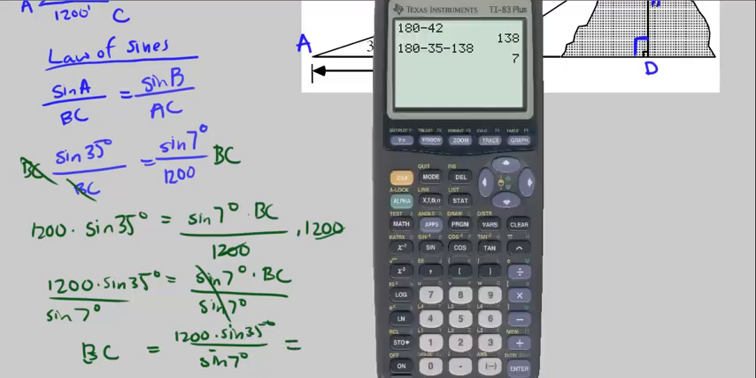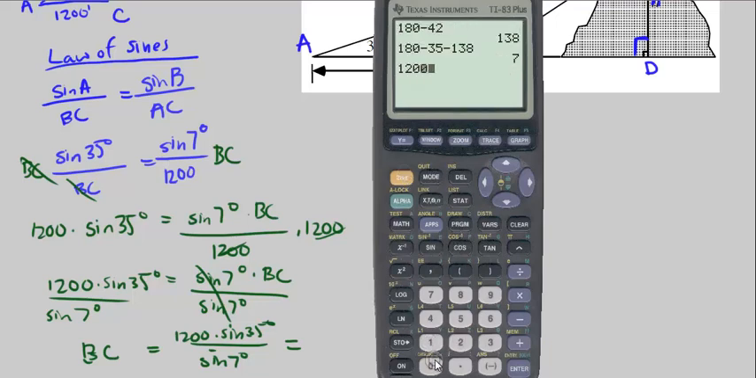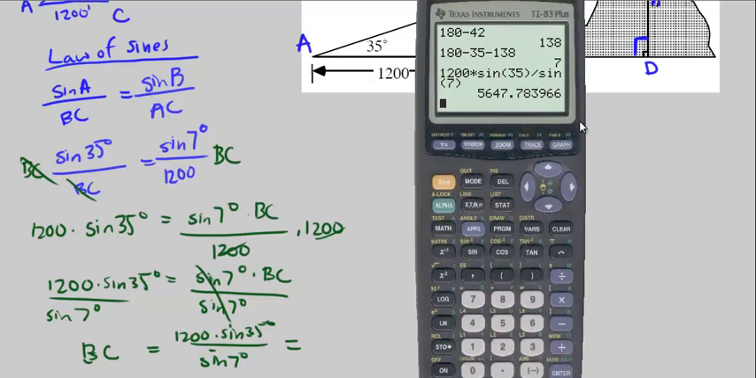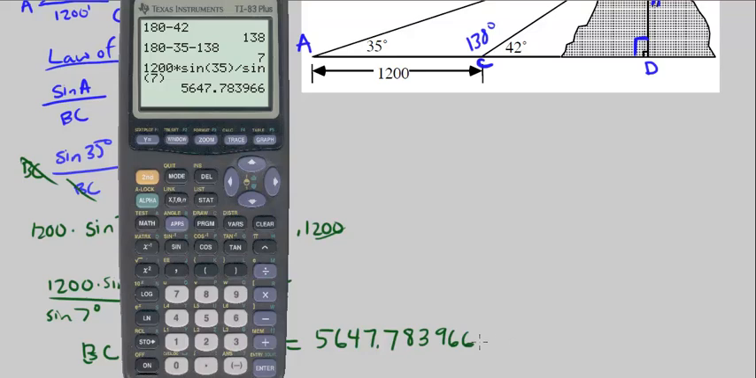So let's plug this into our calculator. Make sure your mode is degrees, not radians. Mine is degrees right now. I'm going to plug in 1200 times sine of 35 degrees divided by sine of 7 degrees. That gives me BC is 5,647.783966. I'm not going to round here, because I'll round at the very end; this is just a step in between. And we know that's in feet because all the side lengths are in feet. We're told this is 1,200 feet.